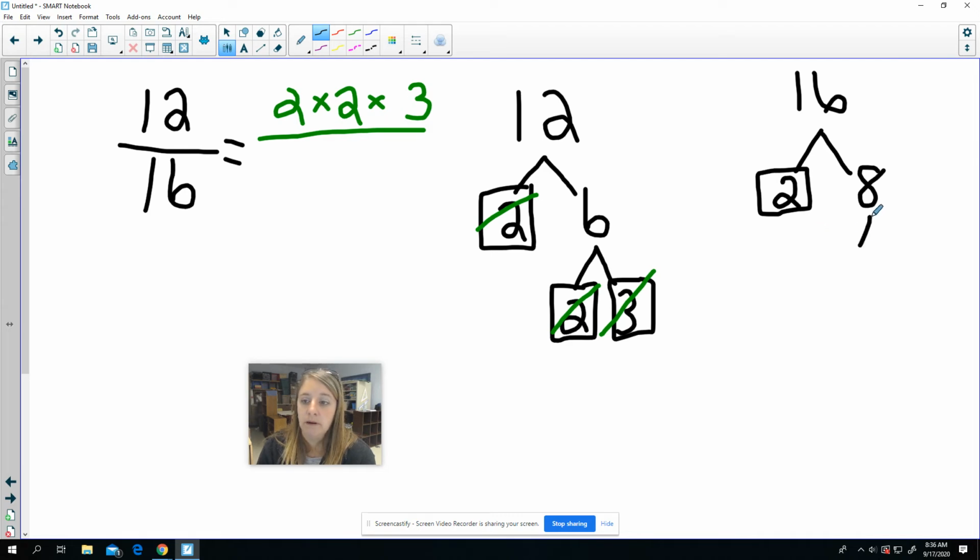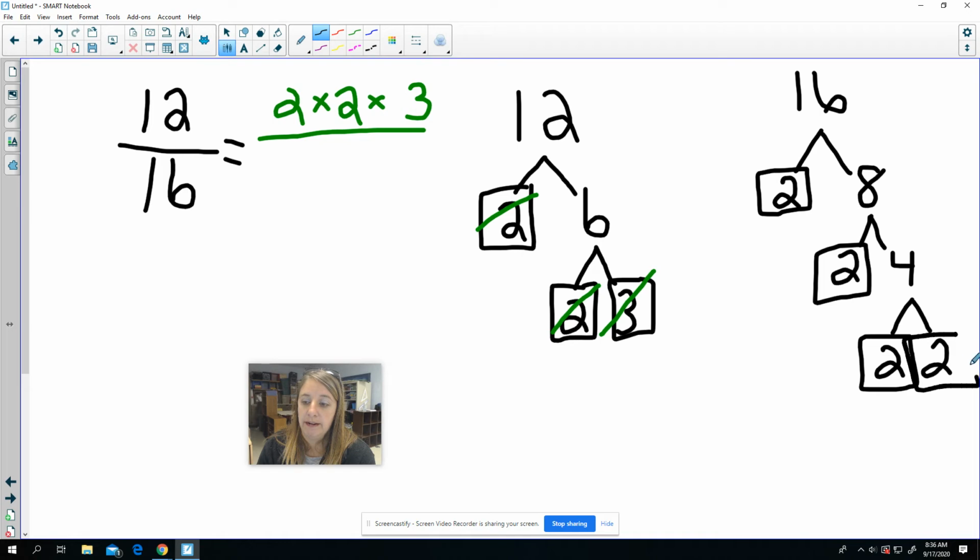But 8 I can break apart more. I have 2 times 4. 2 is prime, I'm going to box it. 4 is not prime, so I can break it apart even further. So now I have 2 times 2, which again, I already know 2 is a prime number, so I can box them both. And now I can go over here and rewrite 16 as its prime factorization. So again, so I don't write too many, I like to cross them out as I write them so I don't leave anything behind.